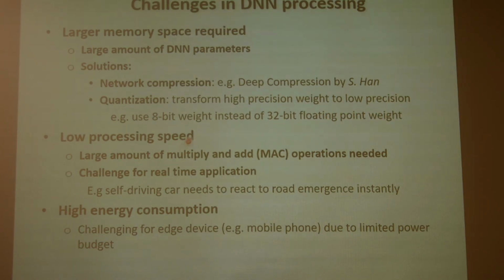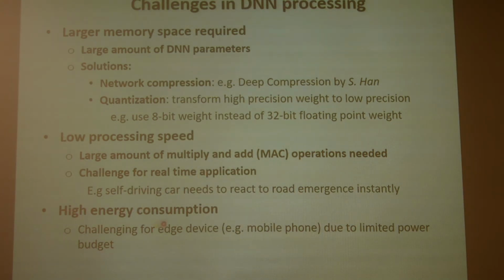And another challenge is the low processing speed. Because there are a lot of multiply and add operations involved in the deep neural network processing, and those are very time-consuming. So it's very challenging for real-time applications if your processing speed is low. For example, the self-driving car needs to react to some emergencies on the road immediately. So in this case, the processing speed is very important.